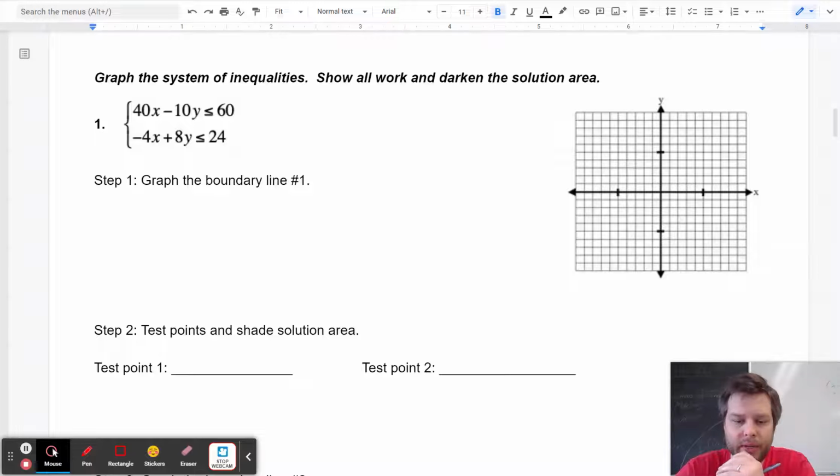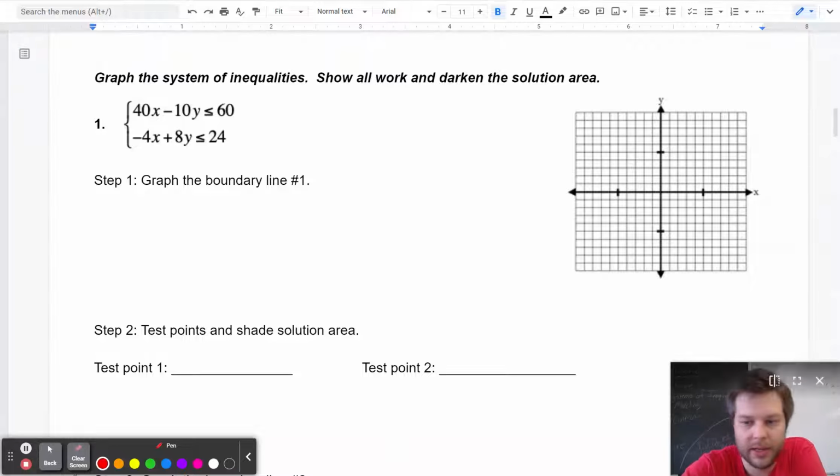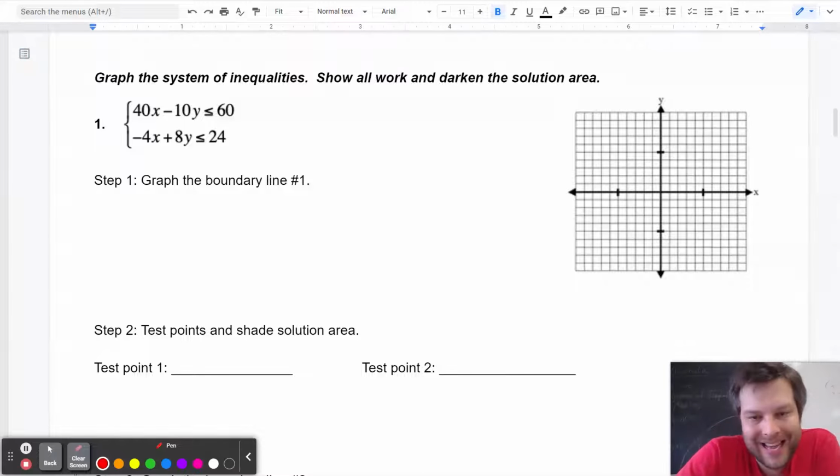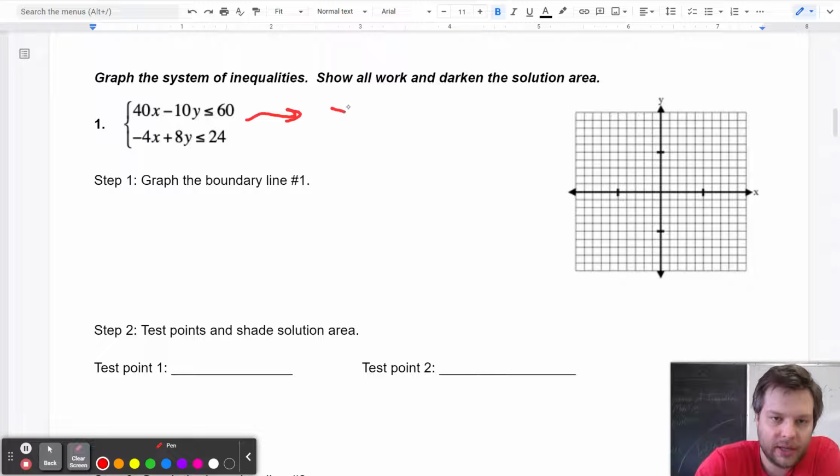So in my previous video, I did the same problem by switching each inequality into slope-intercept form, into y equals mx plus b form. I actually prefer this method when they're in standard form. All you do is make x equals 0 to solve for y, and then make y equals 0 to solve for x.